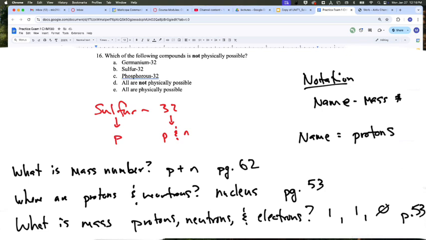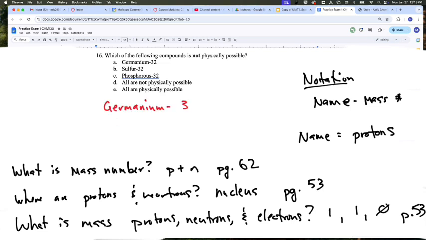So if I go through and look at sulfur, if I have 16 protons, does it make sense that I would have 16 neutrons? That kind of hits that golden ratio. Kind of makes sense. Right? Nobody said phosphorus, so should we ignore phosphorus? Yes, okay. And we move to germanium.